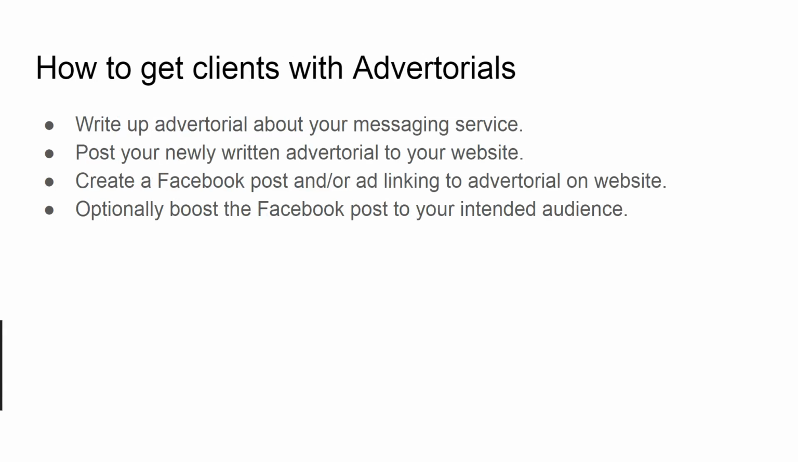Okay? So how to get clients with advertorials? You're going to write up an advertorial about your messaging service. You're going to post your newly written advertorial to your website or somewhere on the web. You're going to create a Facebook post and/or ad linking to your advertorial on your website. And optionally, you're going to boost the Facebook post to your intended audience, or you're going to go into Facebook Ads Manager and set up a traffic ad or a messages ad or a lead ad or one of those ad types that is basically sharing the advertorial in the ad. Okay.